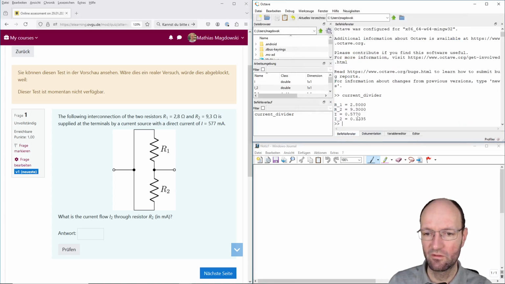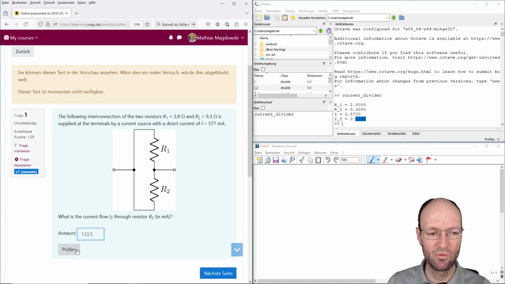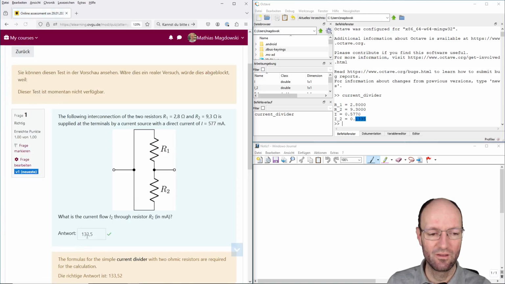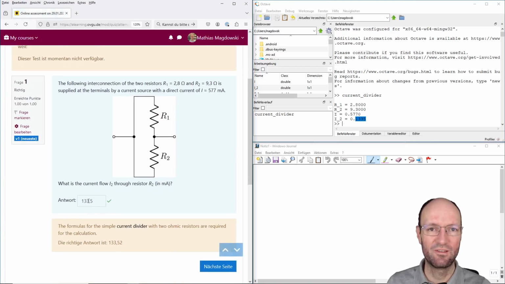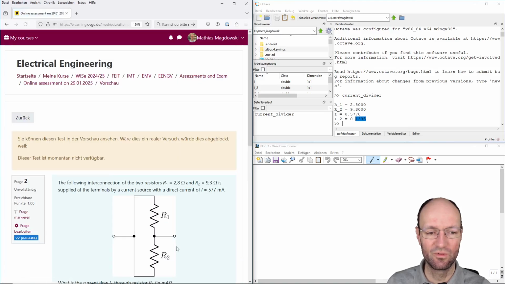And so now we get some result, and this result should be entered here in milliampere. So I will set the comma. I'm not sure, I think even if this is English here, I have my language settings to German. So I need to use a decimal comma instead of a dot. And this is the right answer. So let's continue with the next question.